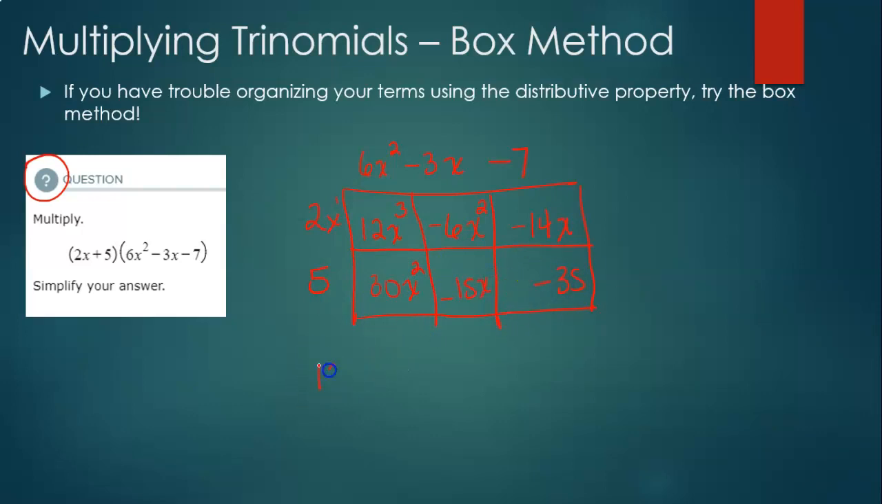And then like terms are along the diagonals. So we have 12x to the third plus 24x squared minus 29x minus 35.